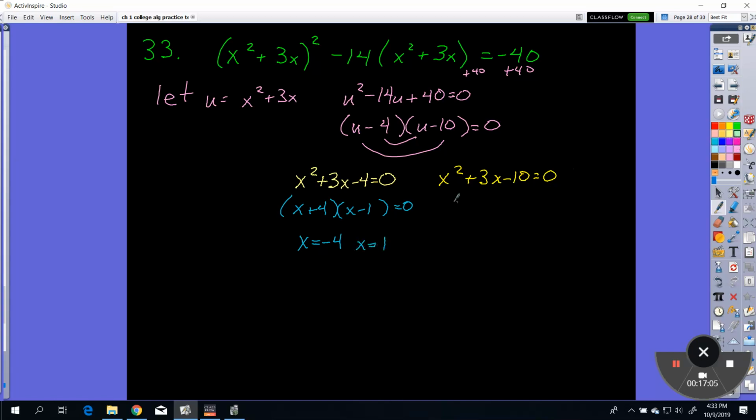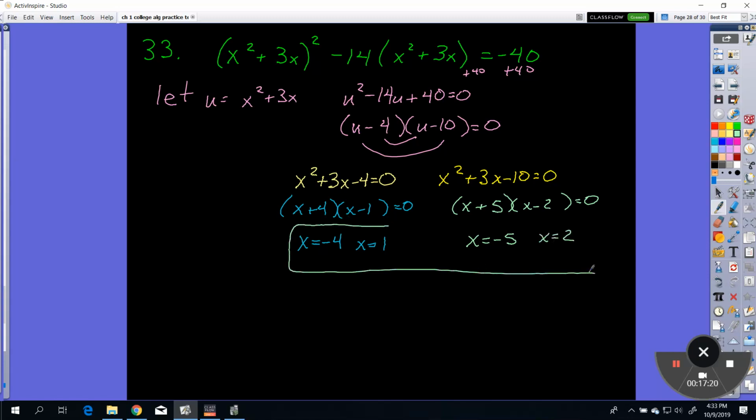Over on the other side, if I factor these, 5 times 2 is 10. 5 minus 2 is 3. So x plus 5, x minus 2 equals 0. So x equals negative 5 and x equals 2. So all four of those are my answers. And again, I used u substitution. You don't have to if you want to try to factor this out and just realize that this is going to be in parentheses, and you'll get to this same point right here.